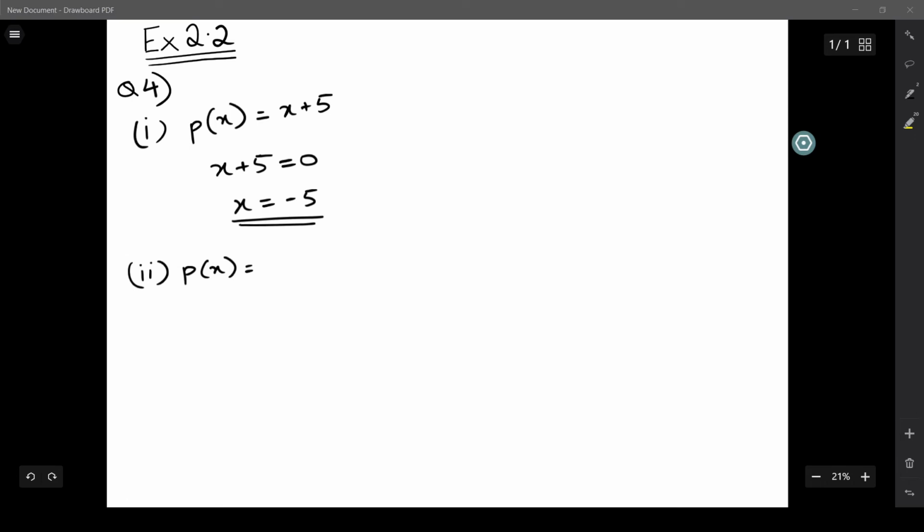Second part of the question is p of x is equal to x minus 5. Now in this case, when I equate this polynomial to 0, my value of x comes out to be 5. So at x equal to 5, this polynomial will become 0, which means x equal to 5 is a 0 of the given polynomial.